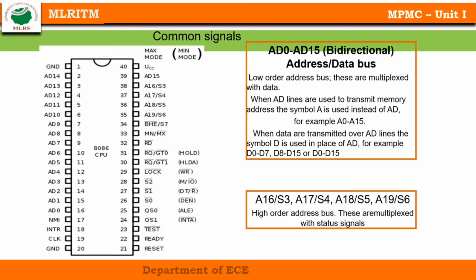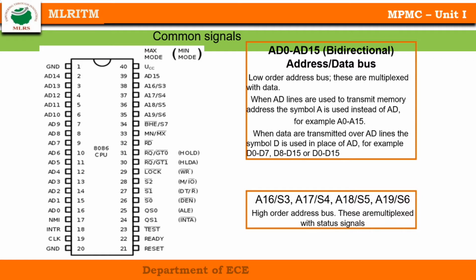The first signal is the ground signal. Ground is used to terminate the supply, which is 0 volt or connected to ground. Pin number 40 is VCC, the positive 5 volt DC supply. Pin number 2 to pin number 16 and pin 39 are the multiplexed address and data lines. These lines carry the address and data.